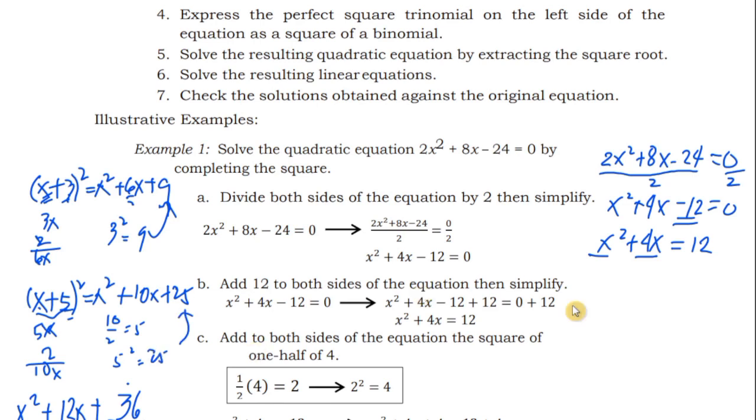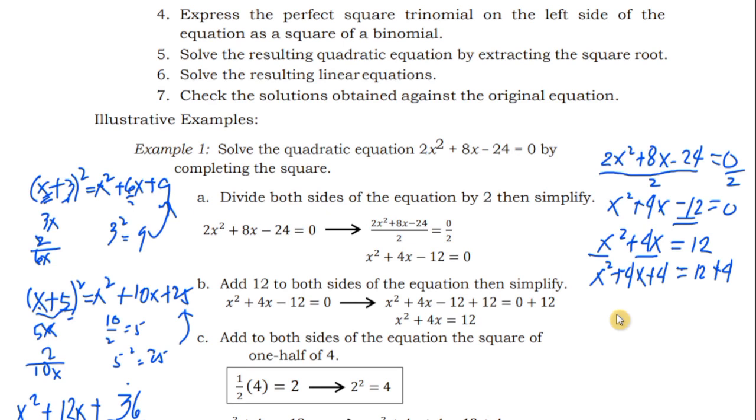In this case, as we apply this to x squared plus 4x, 4 divided by 2 is 2. The square of 2 is 4. So we are going to add 4. The right side is also added by 4, since it is an equation. Whatever is added on the left side must also be added on the right side. So we have x squared plus 4x plus 4 is equal to 12 plus 4.